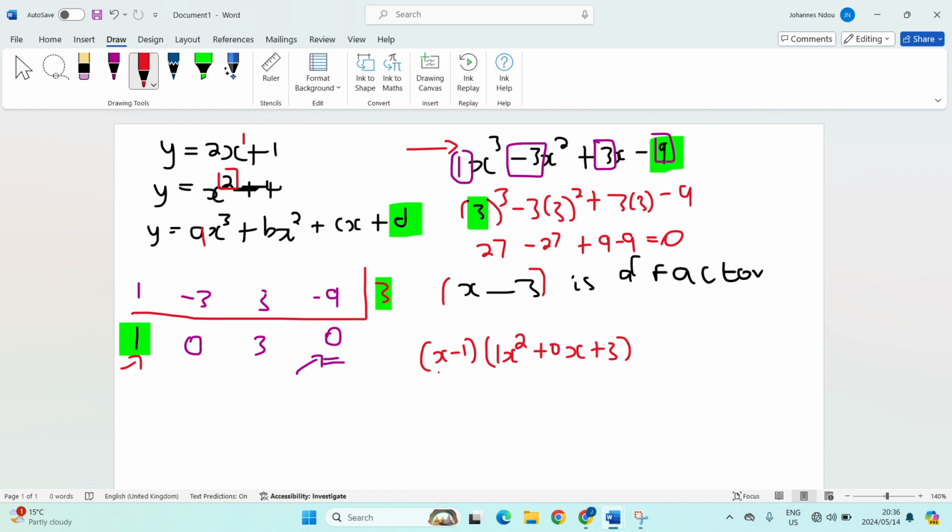Because if I multiply this x by x squared, I'm going to get what? I'm going to get x to the power of 3, which is the one we're looking for over there. So now at the end, the simplification of this will be x minus 3 multiplied by x squared plus 3. Now we can see that this bracket here cannot be simplified any further, and therefore we can leave it here. We can't factorize this one any further.